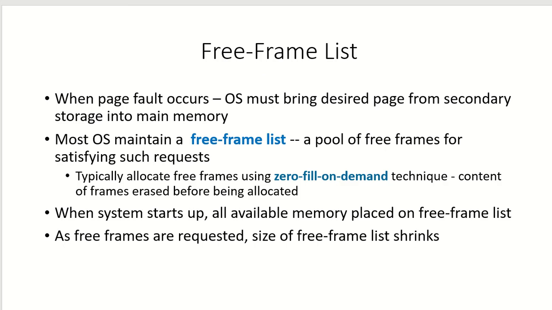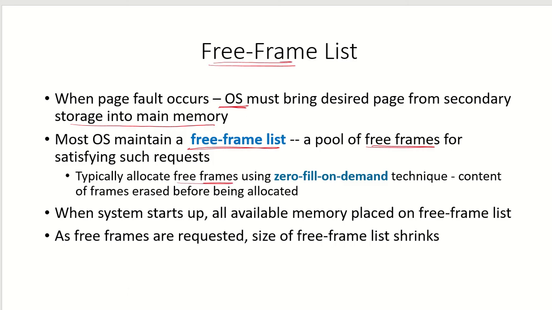So when we talk about free frames, where are these free frames available? Whenever there is a page fault, we know that the operating system must bring the desired page from the secondary storage into the main memory. So the operating system maintains a free frame list. This is a pool of free frames for satisfying such requests.